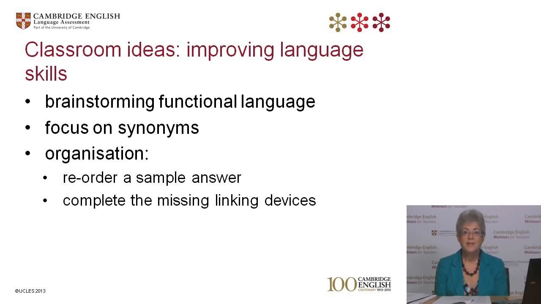Or they could put the missing linking devices back into a text. So before the class, remove the linking devices from a sample answer and list them separately. Firstly, ask the learners to identify the function of the linking devices, whether it's contrast or purpose or addition, and then ask them to try and put the linking devices back into the correct place. So they're really focusing on the detail of how the text is organised.